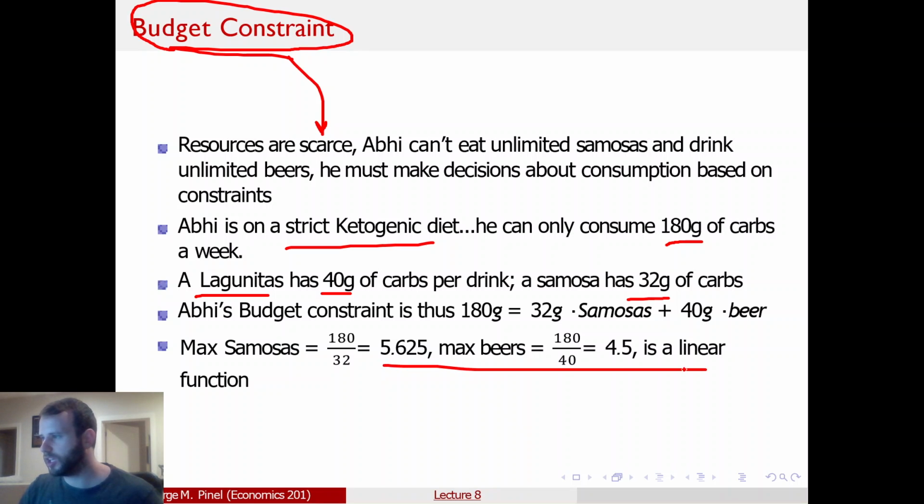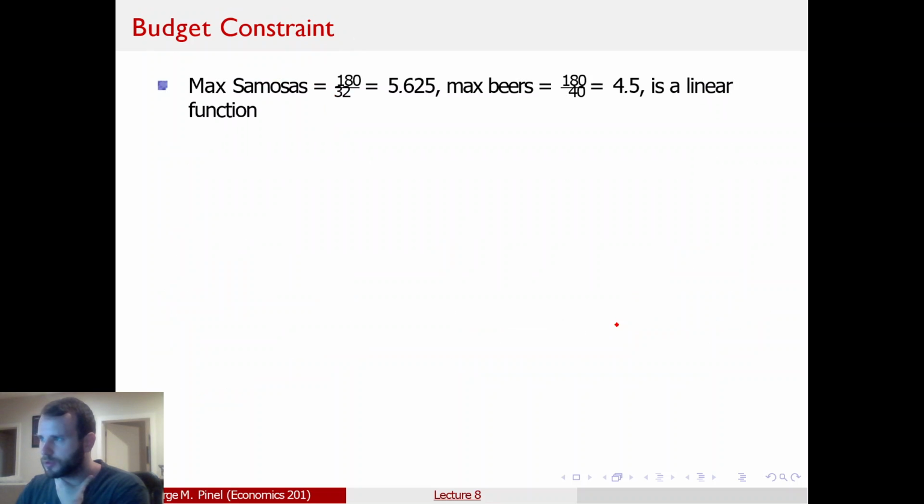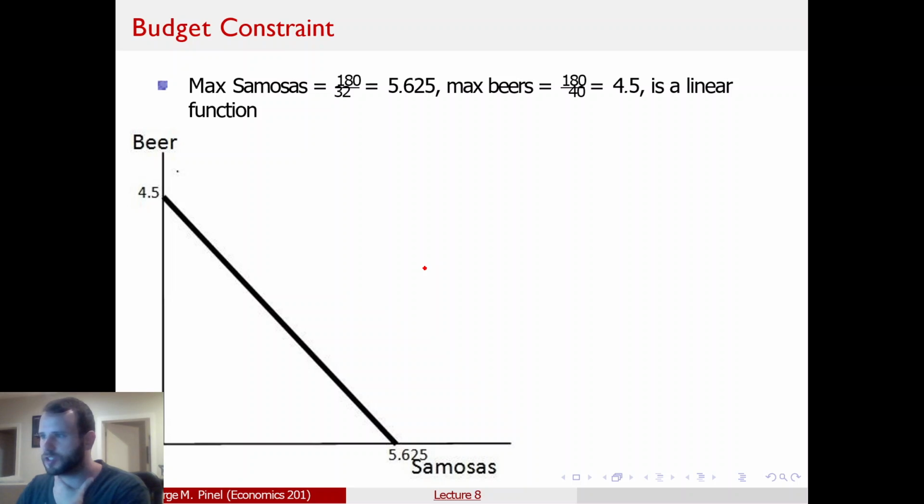So this is what I just showed you. These are the intercepts. And here's his budget constraint again: 32 times samosas plus 40 times beer. Okay. So it's a linear function. Here it is plotted. Okay.